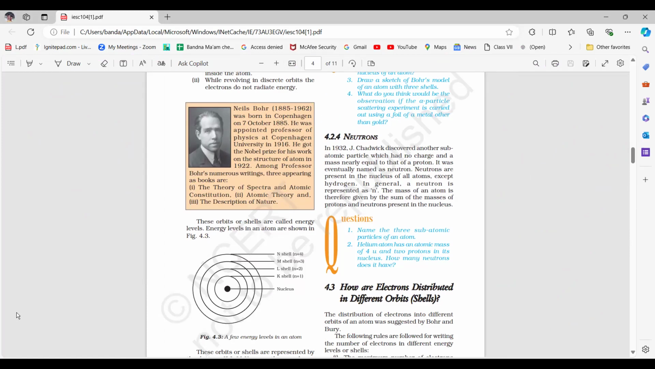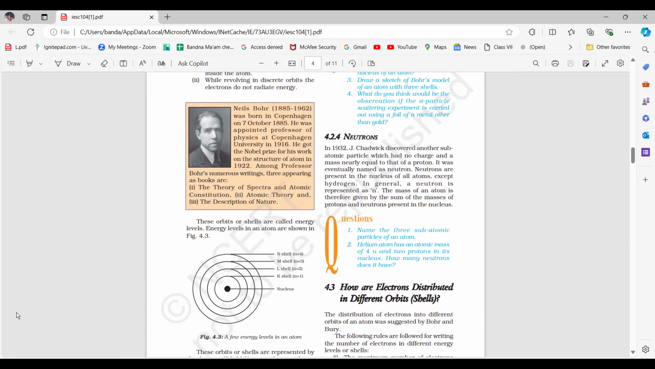Fine. So the neutron was discovered by whom? Chadwick, correct? He discovered the neutron, which is there in the nucleus, which has no charge, and its mass is almost equal to the proton. Fine?